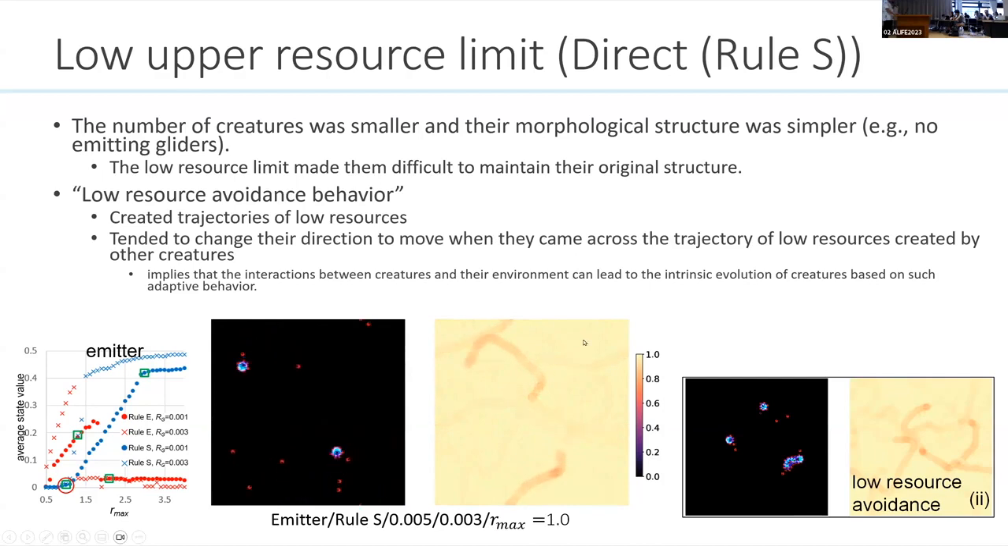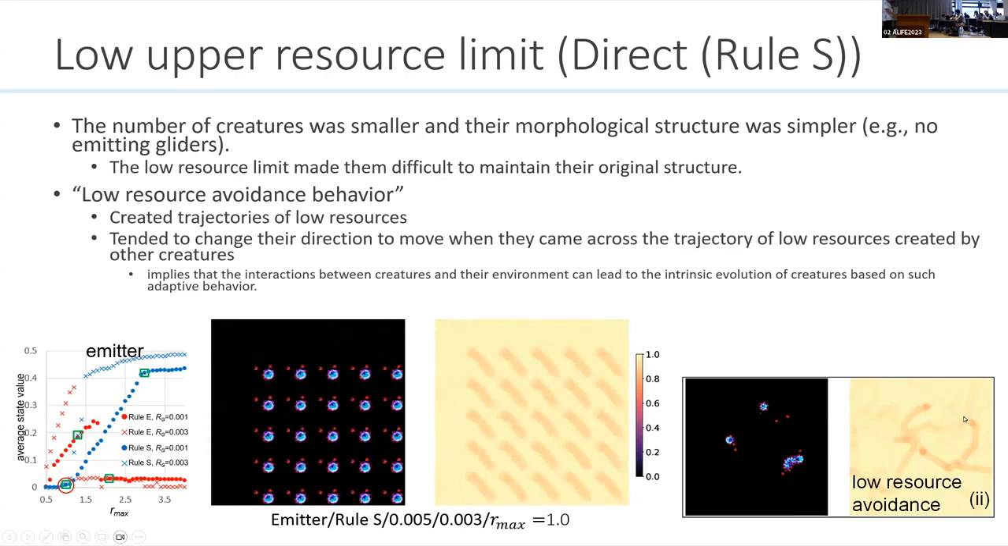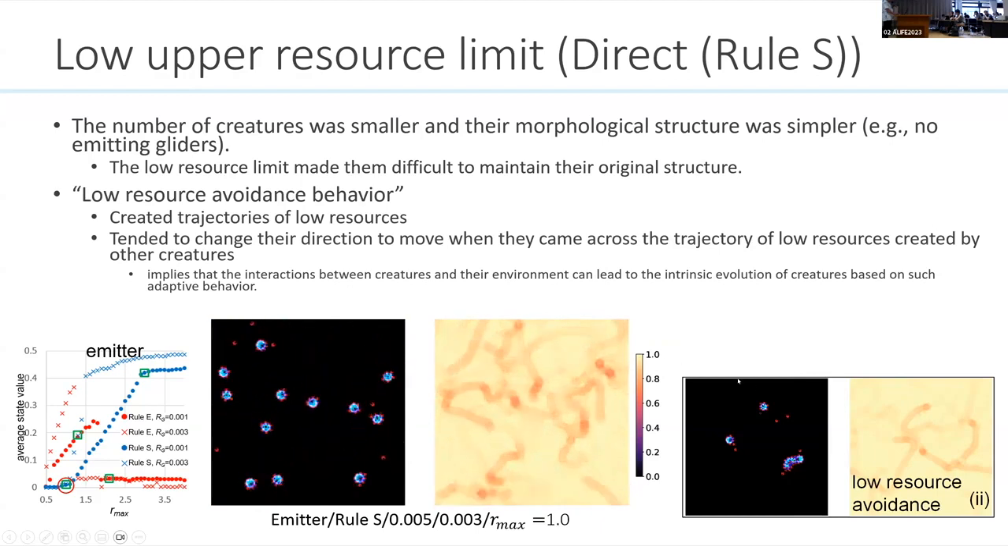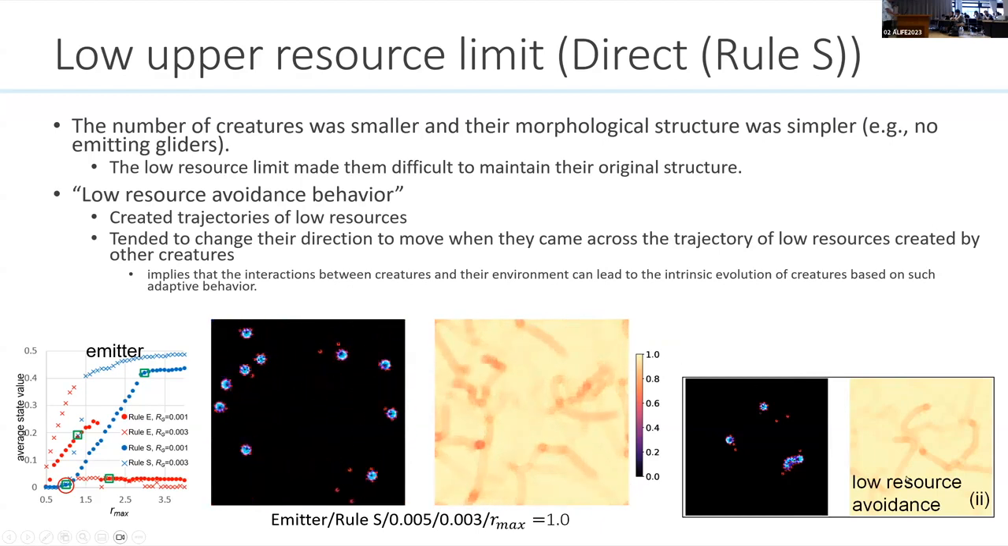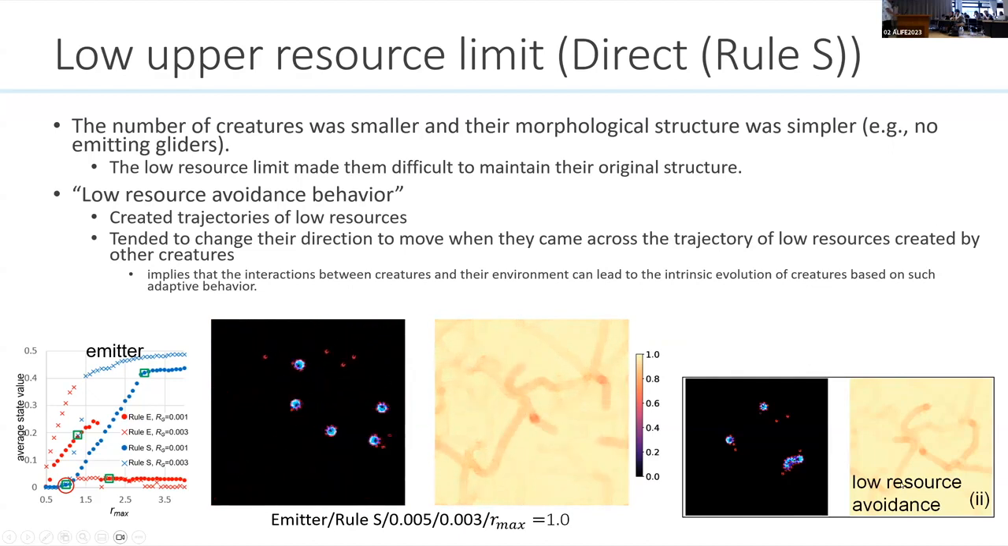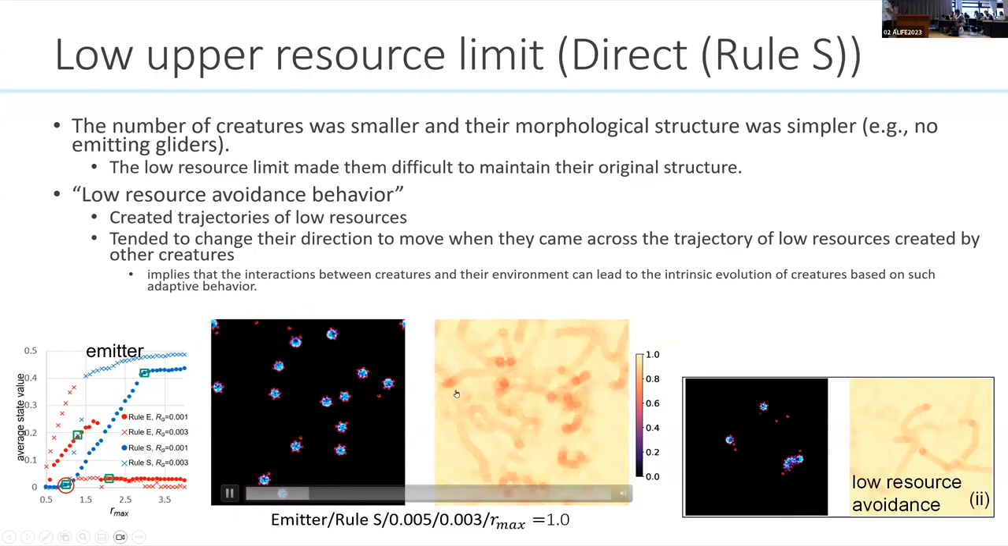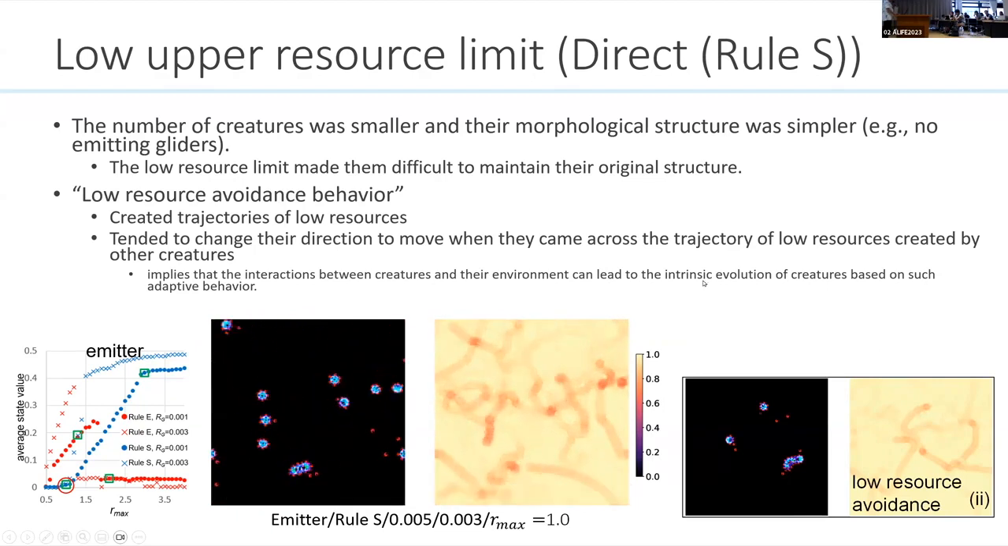And we found an interesting behavior, which is a low resource avoidance behavior. As you see, some creatures create a trajectory of low resources like this. And then they tended to change their direction to move when they came across the trajectory of low resources created by other creatures. Like this, this kind of turn happened. This implies that the interactions between creatures and the environment can lead to evolution of creatures based on such adaptive behavior.